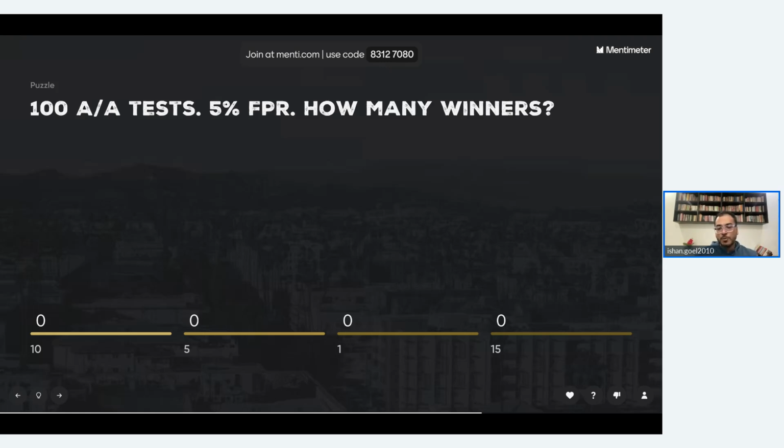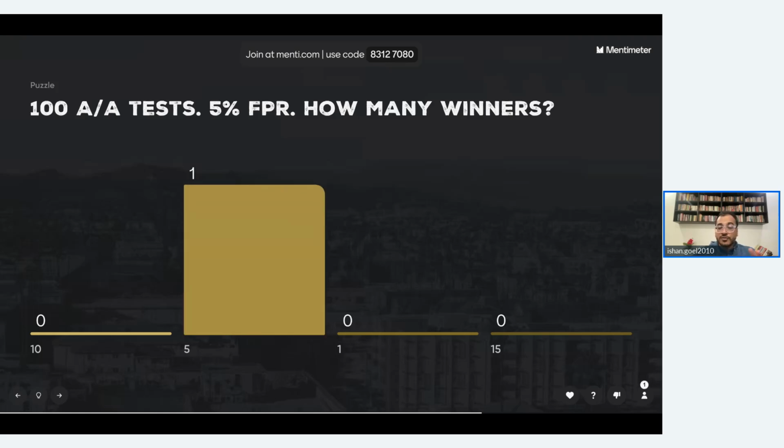So okay, I'll move forward. I think this got slightly convoluted mathematically, but okay, I'll move forward. The answer here is 5 AA tests will win. Why 5? Because 100 AA tests were running, and there was a 5% false positive rate. So 5 out of 100 AA tests will win here.